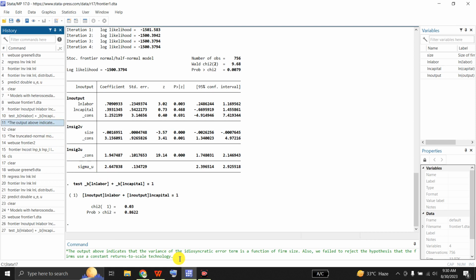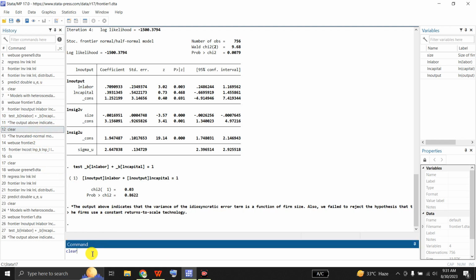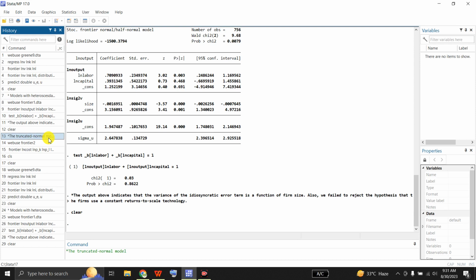This output indicates that the variance of the idiosyncratic error term is a function of the firm size. And also we fail to reject the hypothesis that the firms use a constant returns to scale technology that I mentioned earlier. After this, I'll clear this because I'm going to use another set of data for the truncated normal model.